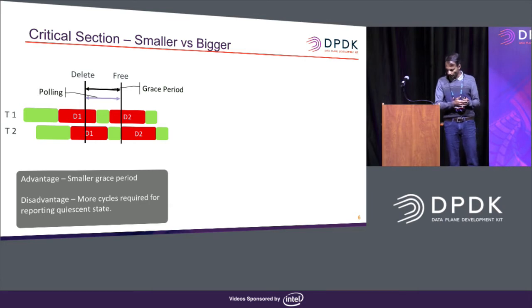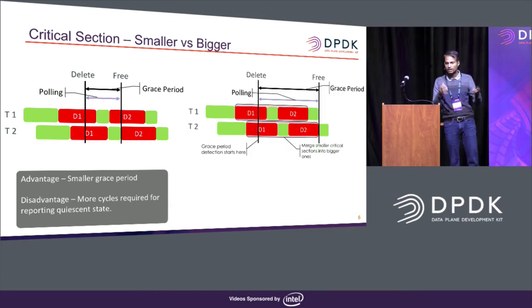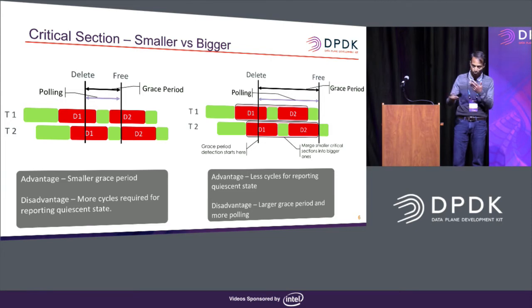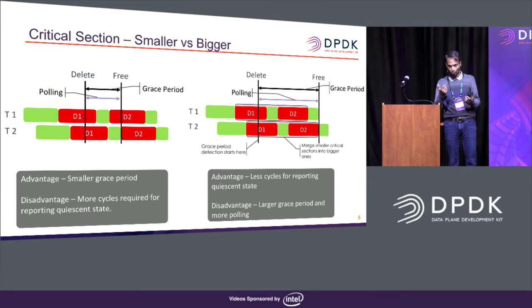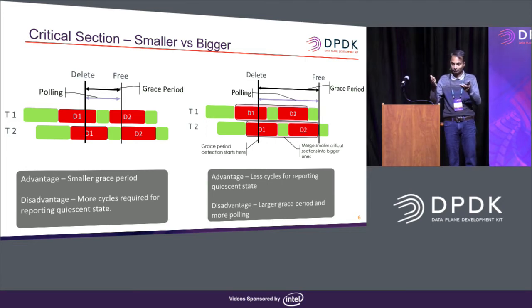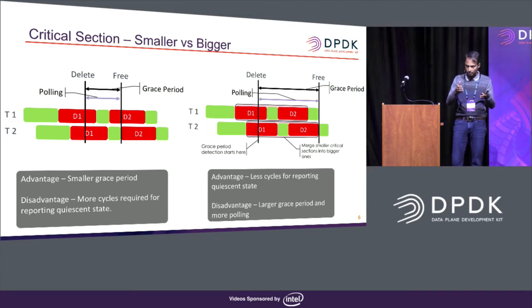Now, what can we do with this? We can merge critical sections and make them bigger, but that increases your grace period. So the advantage is you will spend fewer cycles on the readers reporting your quiescent state. That's good. But the disadvantage is you have a larger grace period. What that means is you are going to poll for a longer period, which equals more memory accesses, and then you are spending more CPU cycles, and the extra amount of resources increases further.